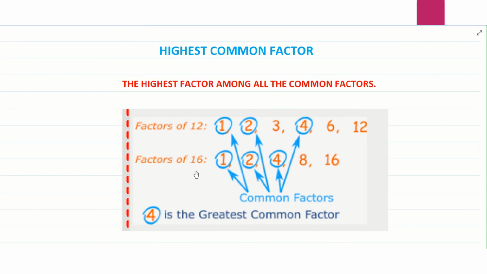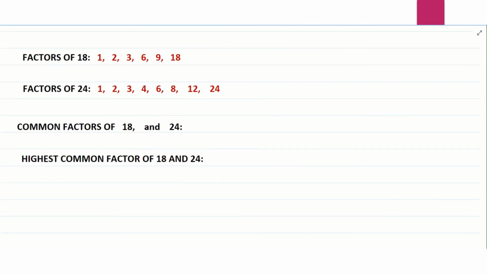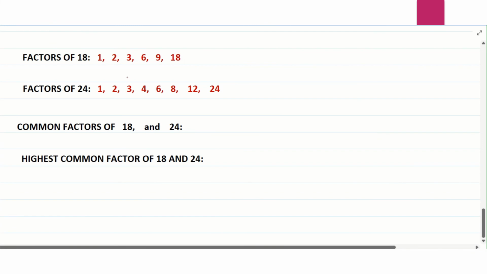Now out of these common factors, which one is the highest? Which one is the greatest? Of course, 4 is the greatest. So we say 4 is the greatest common factor or 4 is the highest common factor. Is this clear? Let's take one more example, and in this example we will again take the previously discussed question.